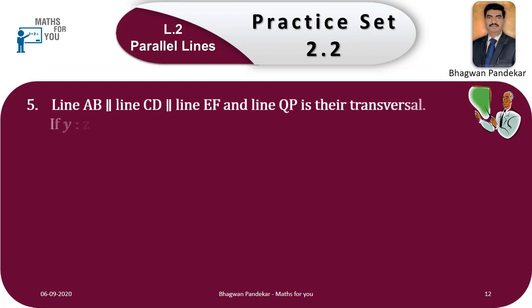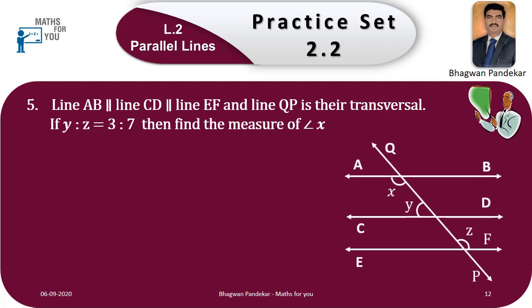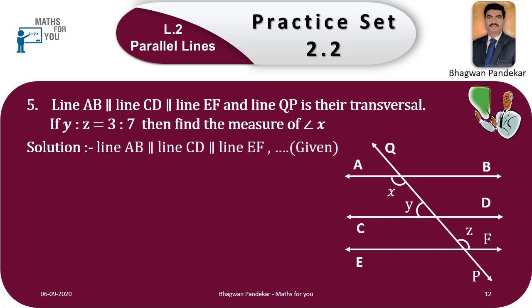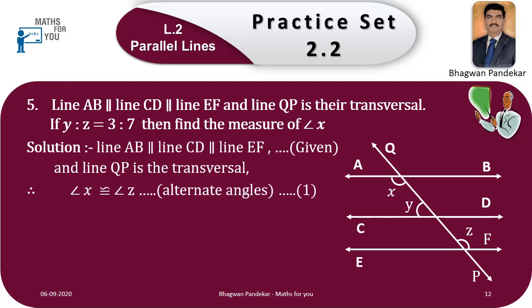Example number 5. Line AB is parallel to line CD, parallel to line EF, and line QP is their transversal. If y : z is equal to 3 : 7, then find the measure of angle x. Here is the given information of this figure. Observing this figure, we can solve this example in this way. Solution: line AB is parallel to line CD, parallel to line EF, and line QP is the transversal. Therefore, angle X is congruent to angle Z, reason: alternate angles. This is equation first.